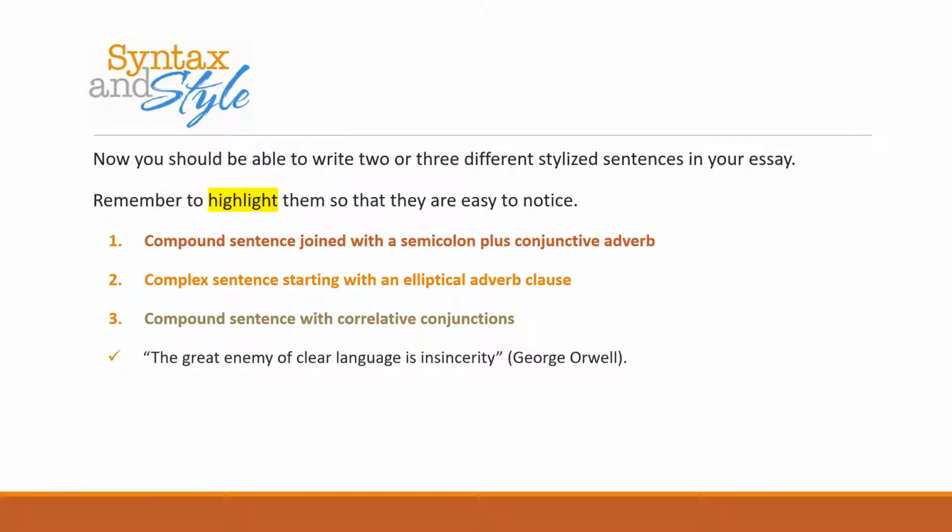Now you should be able to write 2 or 3 different stylized sentences in your essay. Remember to highlight them, please, so that they are easy to notice. 1, a compound sentence joined with a semicolon plus conjunctive adverb. 2, a complex sentence starting with an elliptical adverb clause. And 3, a compound sentence with correlative conjunctions. And if you try all 3 styles, you will have the best odds of forming at least 2 perfectly, right?